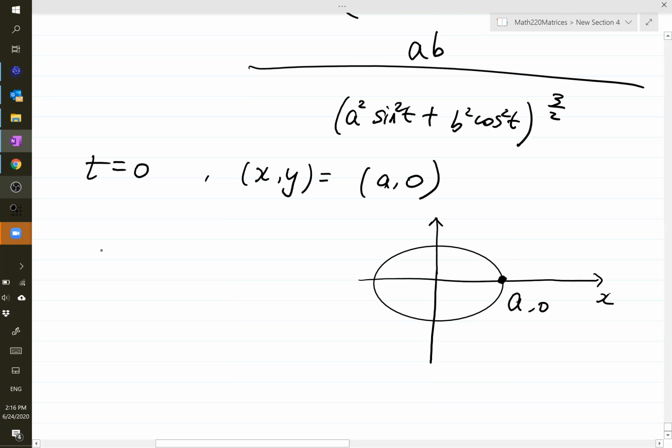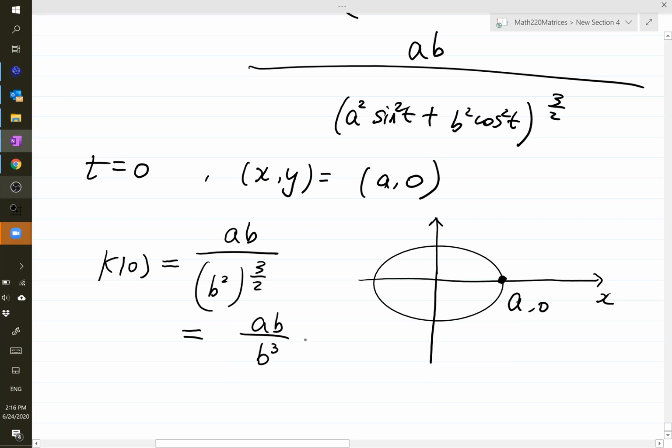So the curvature at t equals 0 will be ab. Plug in the formula: ab over, sine 0 is 0, so we get b squared cosine 0, which is 1, to the 3 over 2. So we get ab over b cubed, which is a over b squared. Here a is greater than b, we assume.